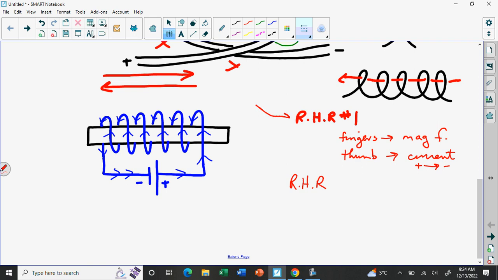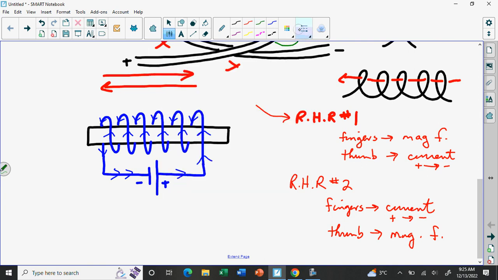This one is for a straight wire that's not twisted all up like this. So for this one, what we're going to do is we're going to swap. Our fingers are going to show us the current direction. And again, plus to minus conventional current. And our thumb is going to now show us the magnetic field direction. So we've kind of flipped the meaning of the two things. So now we have to draw our hand on here and try to figure it out.